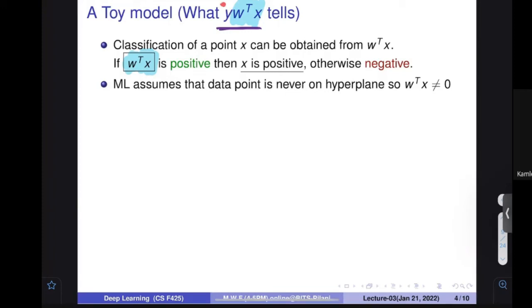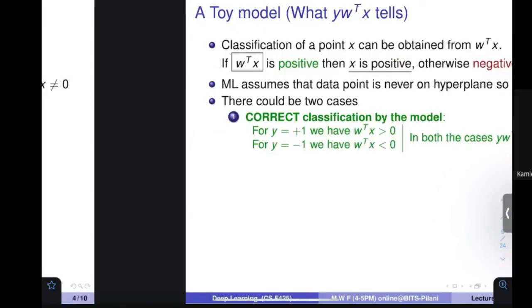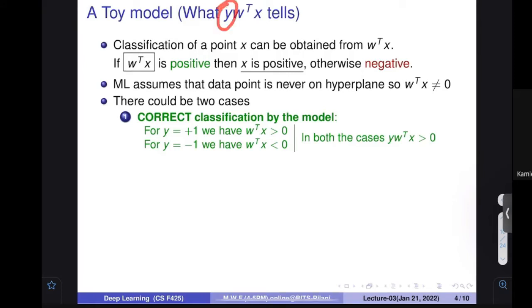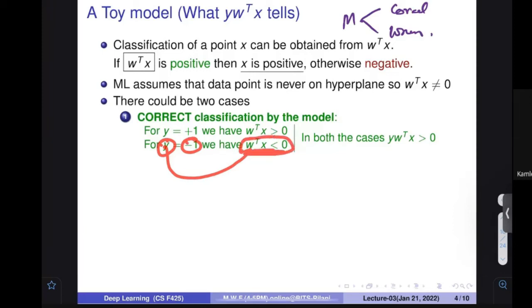If I say consider this quantity where W transpose X is multiplied by Y, what is this value? There could be two cases: my model gives the correct classification, or the wrong classification. If the model gives the correct classification, then if Y is plus one, my model also gives plus one, meaning W transpose X is positive. If Y is minus one, meaning a negative example, W transpose X is going to be negative. Multiplying minus one with something negative becomes positive. When Y is positive one and W transpose X is greater than zero, multiplying Y with W transpose X becomes positive. So if the classification is correct, then Y W transpose X is greater than zero.